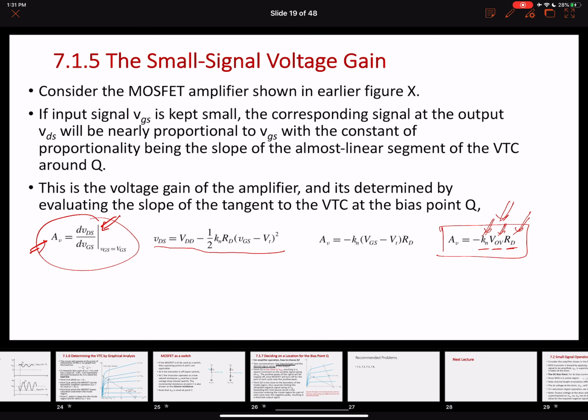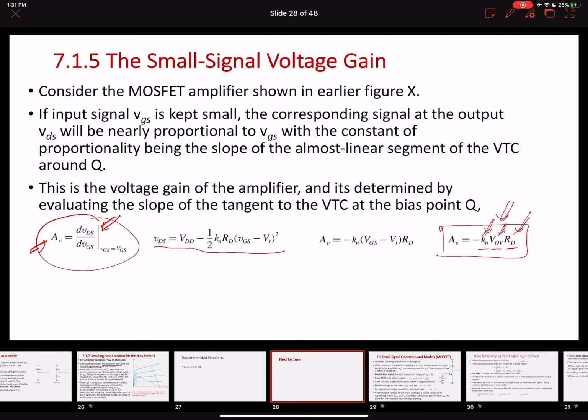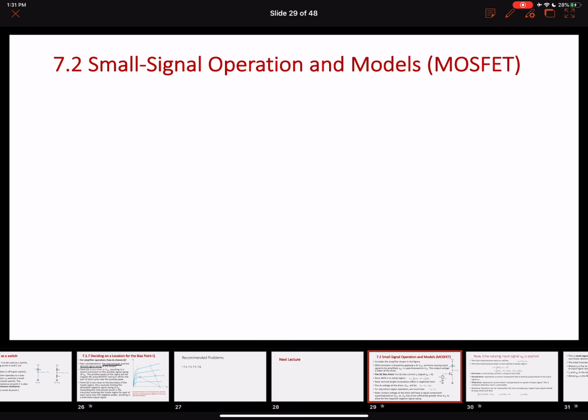Okay, so let's start from here, and we are going to talk more about the small signal operation today for linear amplification in more detail. Again, consider this amplifier circuit. We were just talking about this, right? Again, this is the bias voltage. This is the time varying voltage.